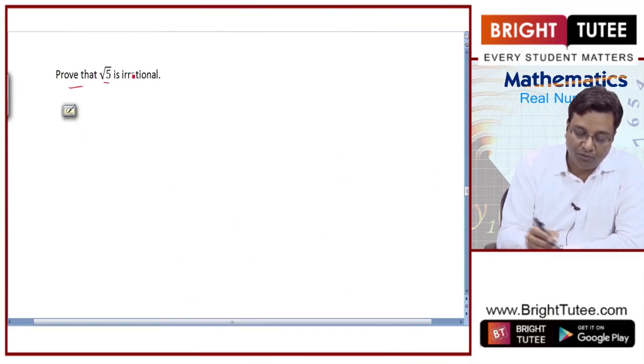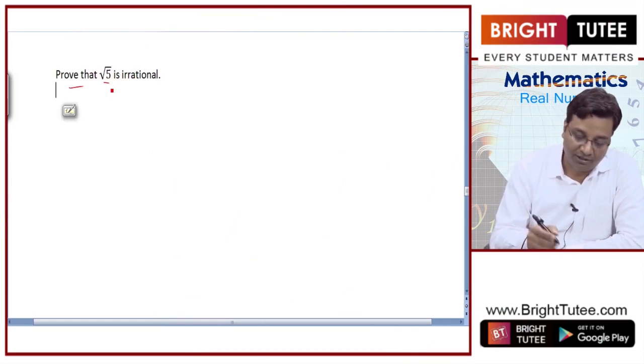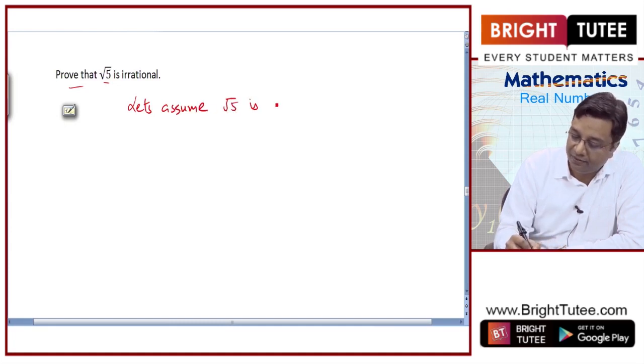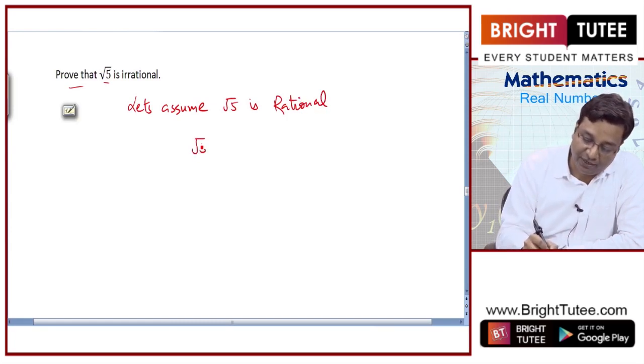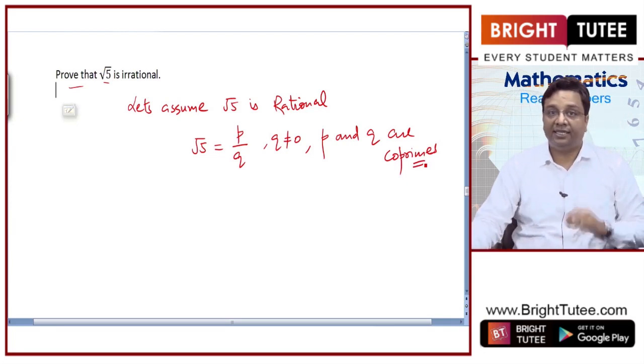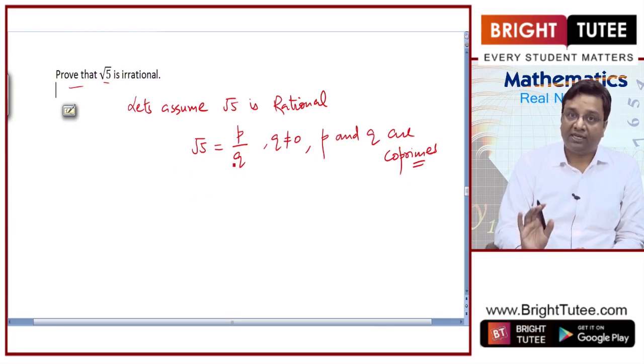First question is prove that root 5 is irrational. So we will do it really fast because we have done such questions in the examples. So let's assume root 5 is rational. Now based on this assumption we can write root 5 in p by q form, where q is not equal to 0. P and q are co-primes. So p and q are such integers which are co-prime to each other, right? Now this is our assumption.